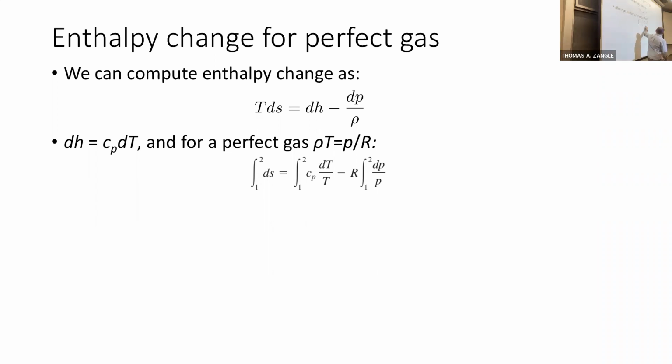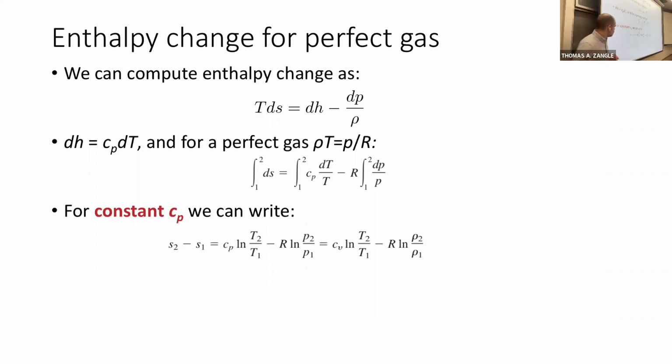And now we can integrate from some point 1 to some point 2 and write this in integral form. Assuming constant CP, this pulls out of the expression, and then we can actually integrate this, and we'll end up with the following. The difference in entropy is related to the differences in temperatures and differences in pressures, or differences in density, from point 1 to point 2.